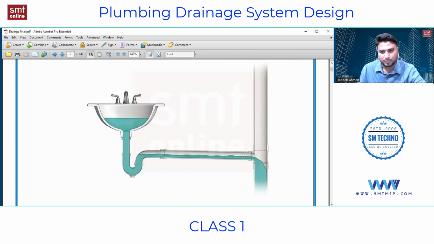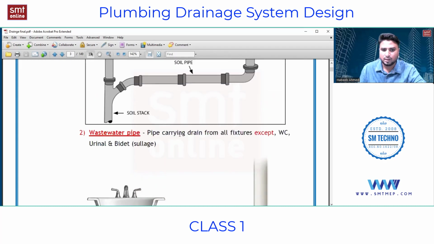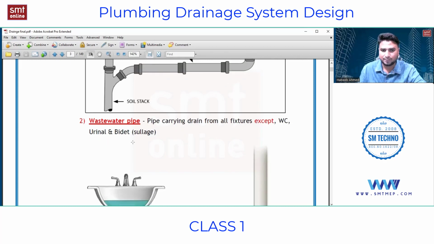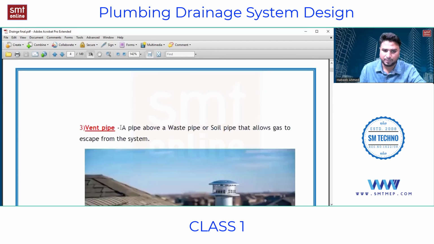So the pipe which is carrying such kind of water is called a wastewater pipe, if you can see here. Okay, same thing, pipe carrying drain from all the fixtures except WC, urinal and bidet is called a sewage. Next, third one is a vent pipe.